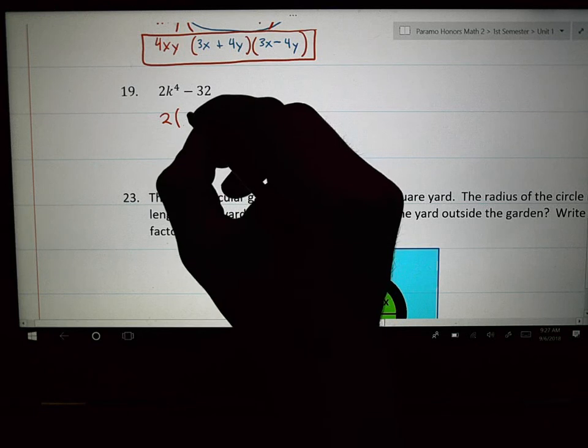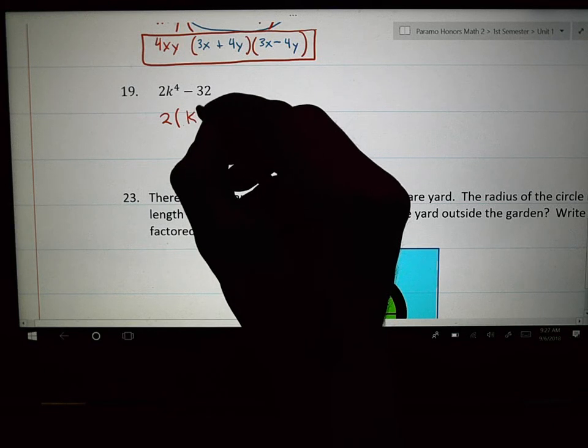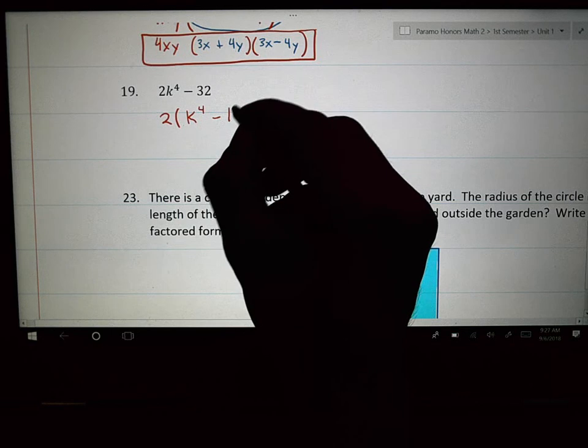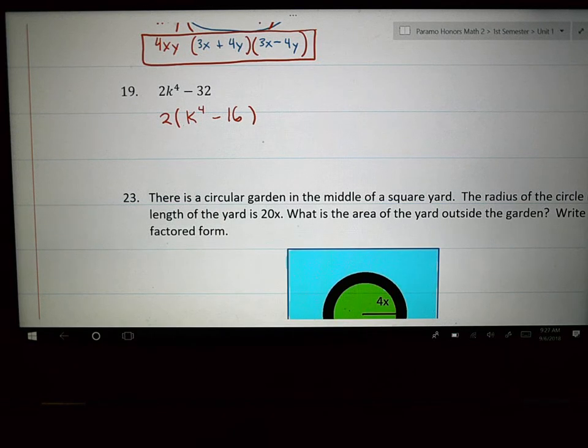K to the minus what? And I chose this one because you may not see it. You may not think of this as a perfect square or difference of squares.